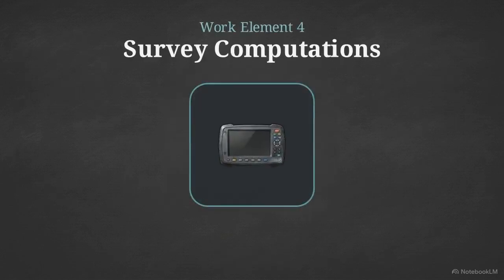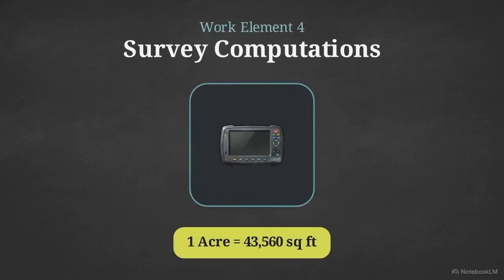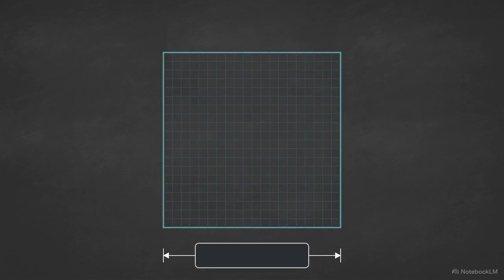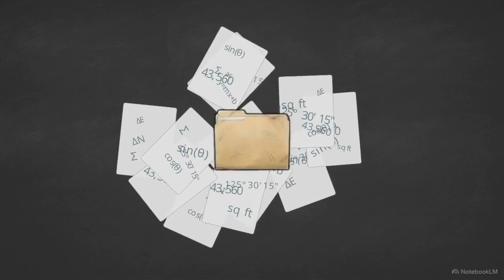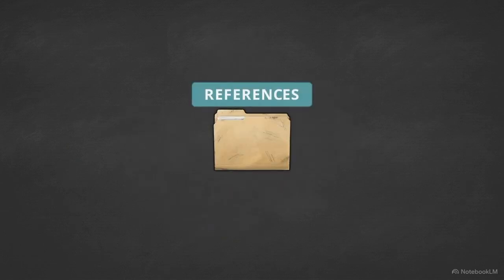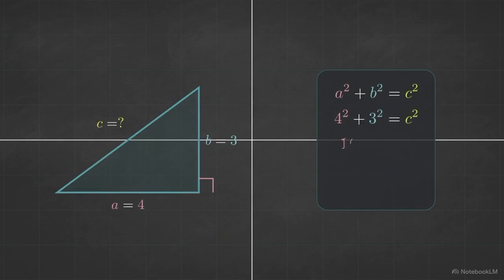For the computation section, memorize this baseline metric. 1 acre equals 43,560 square feet. Mastery of the CST Level 1 relies on organized references and a command of fundamental spatial math. Question 25 provides a practical application of this logic.